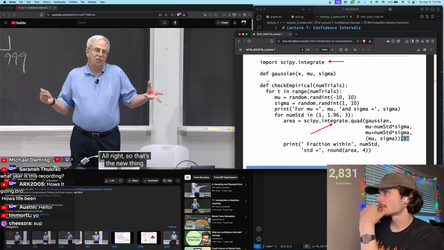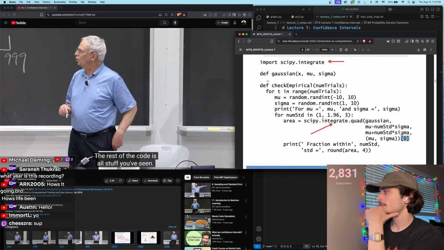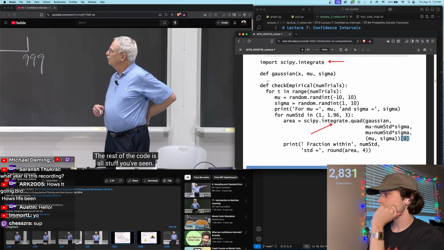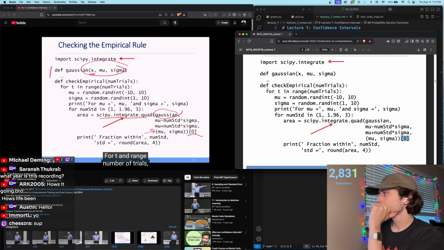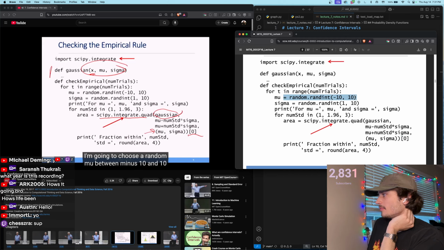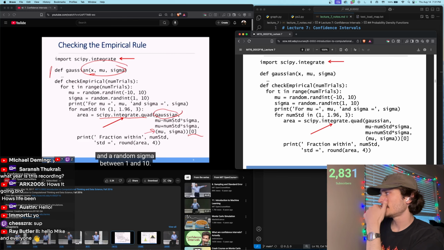All right, so that's the new thing. The rest of the code is all stuff you've seen. For t in range number of trials, for every trial, we're going to choose a random mu between -10 and 10, and a random sigma between 1 and 10. Doesn't matter what those constants are. And then just print them.